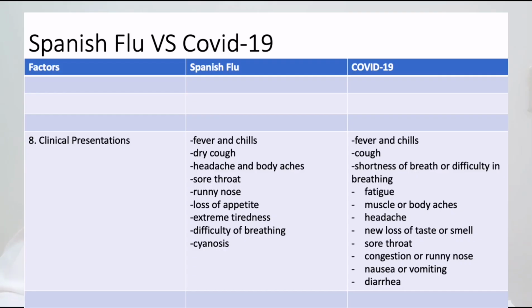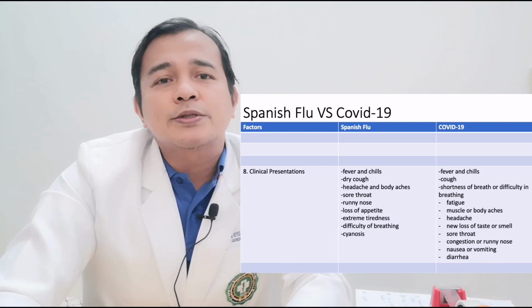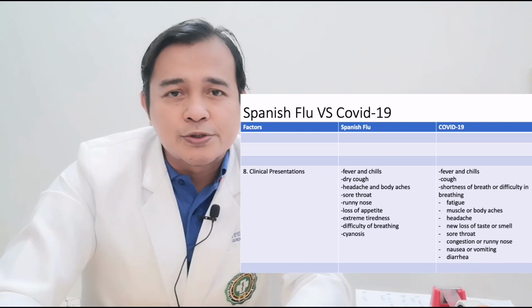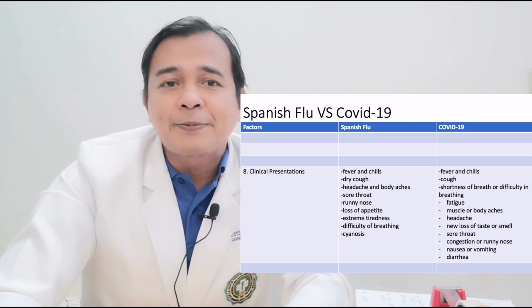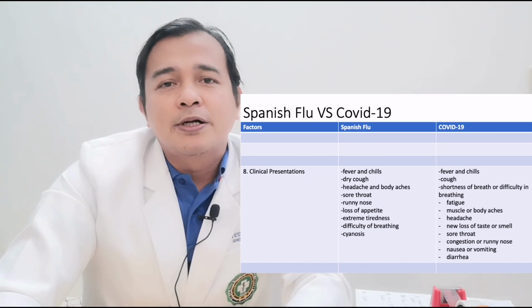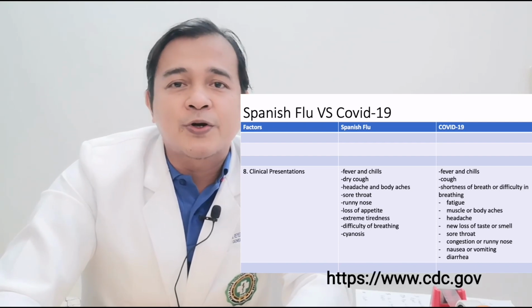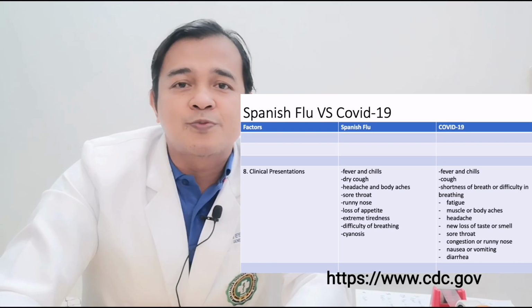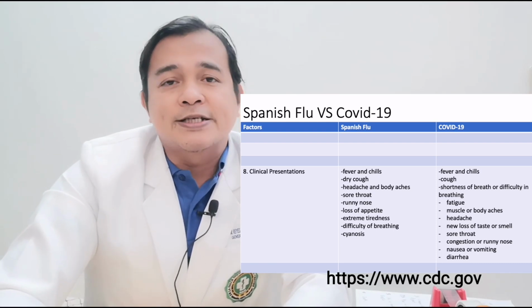For the clinical presentation of the Spanish flu, we have fever, dry cough, headache, body aches, sore throat, chills, runny nose, loss of appetite, extreme tiredness, and difficulty of breathing, and cyanosis for severe cases.